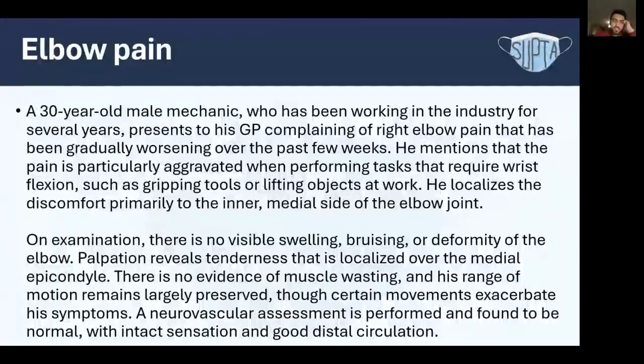And then we have another question, elbow pain. Sorry guys if it's too fast paced. We just have to go through a couple of questions and I'll make sure that we manage to complete all the conditions within the 1 hour time frame.